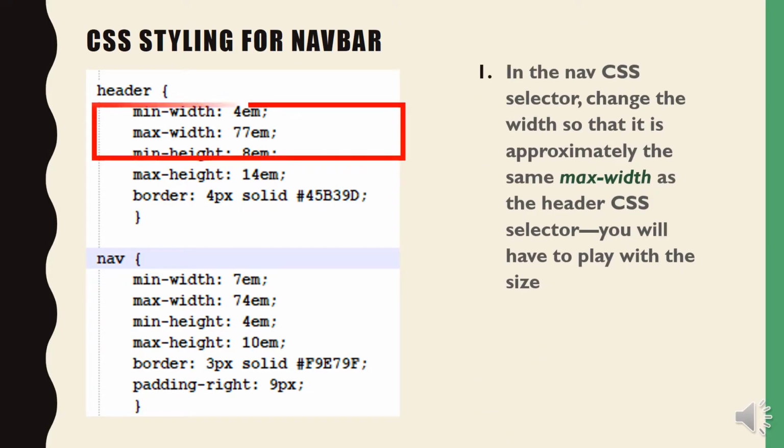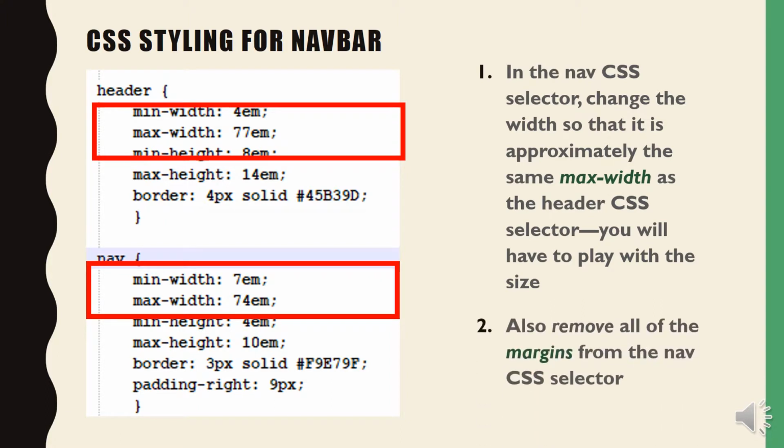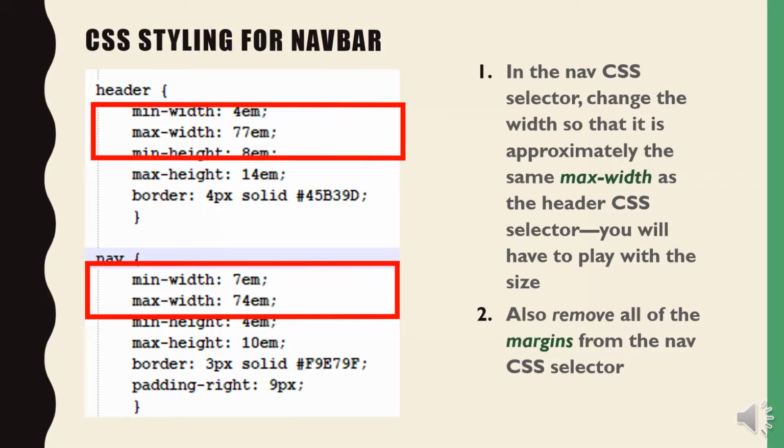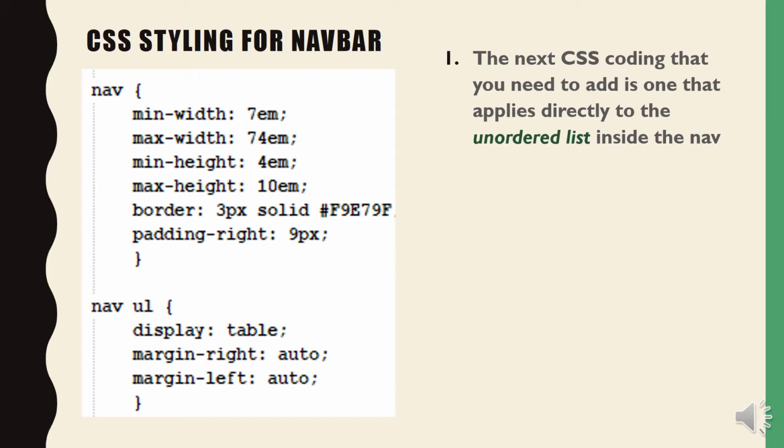In the nav CSS selector, change the width so that it is approximately the same as the max width of the header CSS selector. You will have to play with the size until you get it correct. Also, remove all of the margins from the nav CSS selector. The next CSS coding that you need to add is one that applies directly to the unordered list inside the nav tag.